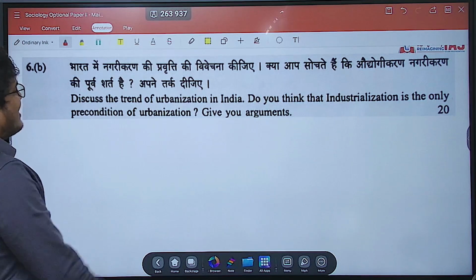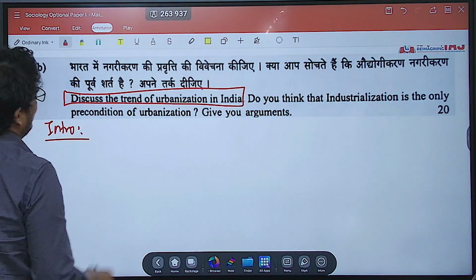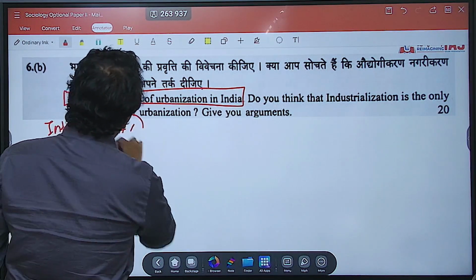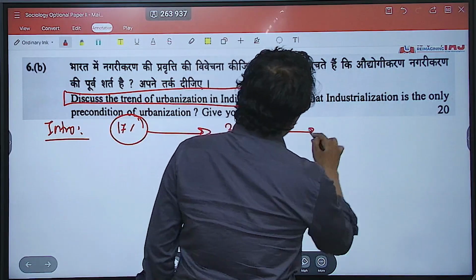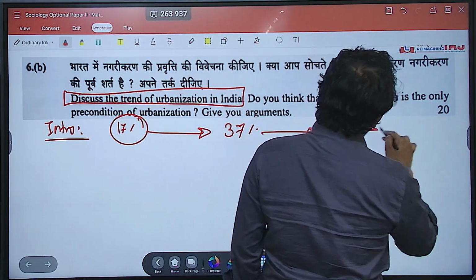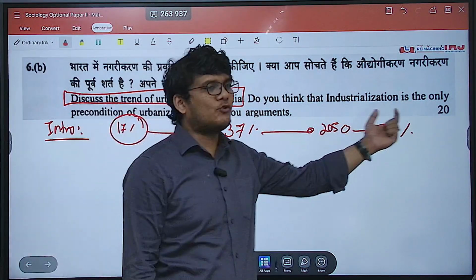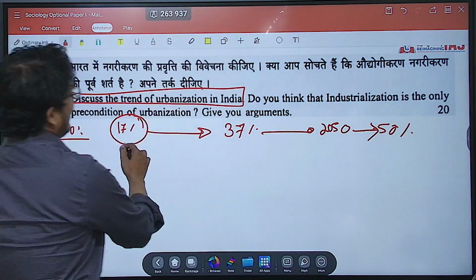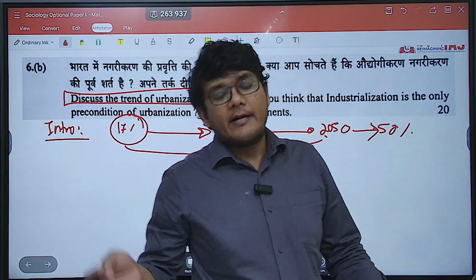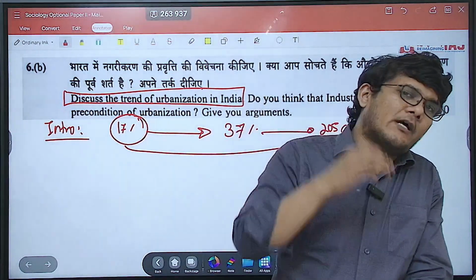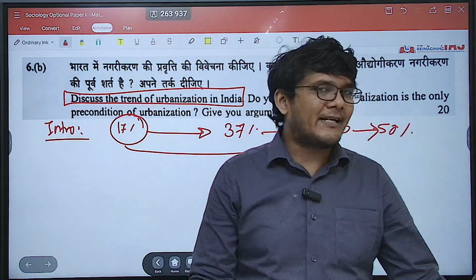6b, discuss the trend of urbanization in India. So here in the introduction you have to talk about the trend that in 1950s around 17% of urbanization was there, which has now increased to around 37%, which by 2050 is going to be over 50%. So this small amount of statistics you need to put, and then talk about the trend that has been there. So now there are more and more metropolitan tier 1 cities coming up. Tier 2, tier 3 are going to be getting converted into tier 1. Certain surrounding areas which are undeveloped are going to develop into cities. That is the trend that is happening in India.